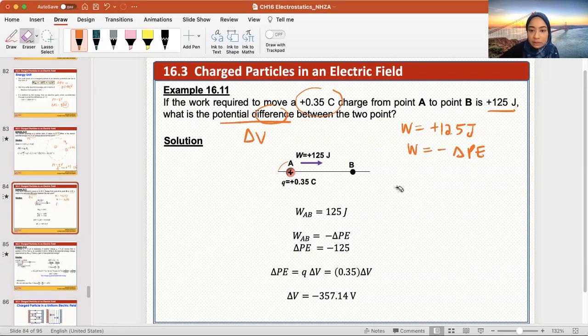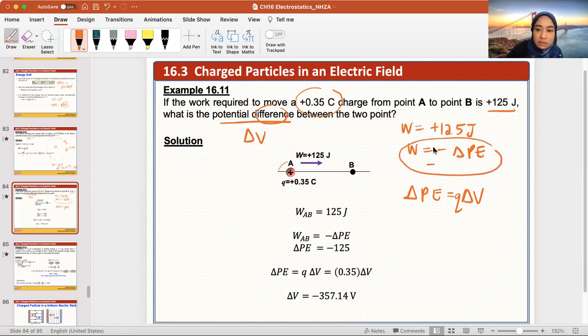So I have delta PE over here. Delta PE is equal to delta V times Q, delta V. We have seen this in earlier slides. I know this information, which means that my delta PE is equal to minus 125 joules. Based on this equation, work done is 125, so PE is minus 125 joules.